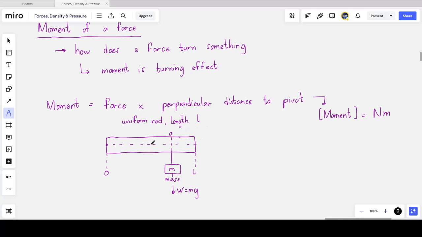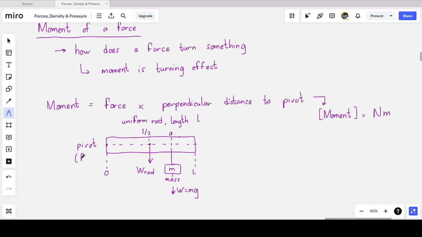Now we also know that this rod has a weight, and since the rod is uniform, the weight of the rod acts through its center. Hence, I had to know centers of gravity. Uniform rod means the weight acts through the center. And obviously the weight acts at a point of half the length, L over 2. And this is my pivot.